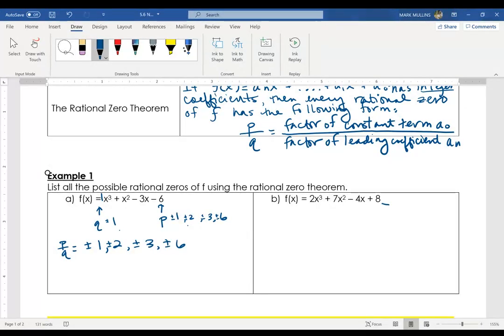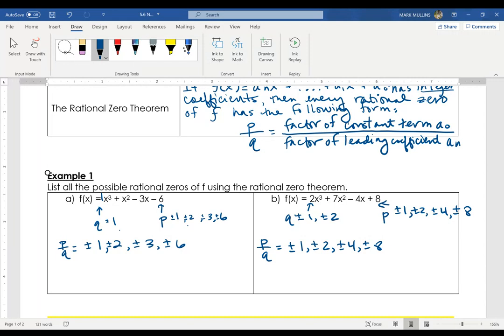So for B, when I'm looking at the 8, those are my factors that are p. So plus or minus 1, 2, 4, and 8. Those are all numbers that divide into 8 evenly. And then for the 2, for q, we'll have plus or minus 1, plus or minus 2. So now I'm going to write my p over q's. First I'm going to take all of the numbers for p, 1, 2, 4, and 8, and divide them over the 1, so that's not going to change them. Okay, and now I'm going to take all these values of p and match them up with the other value that I have for q, which is plus or minus 2.